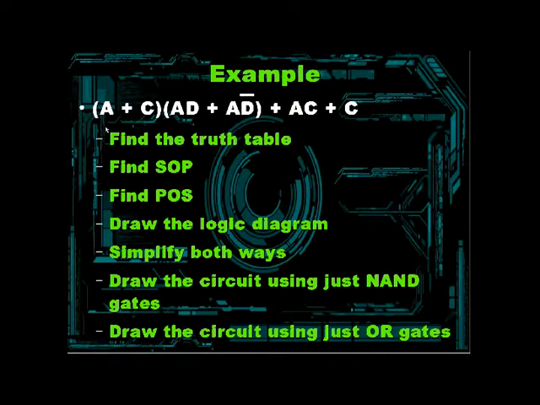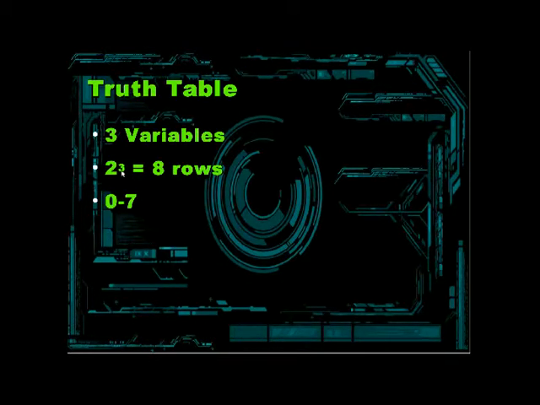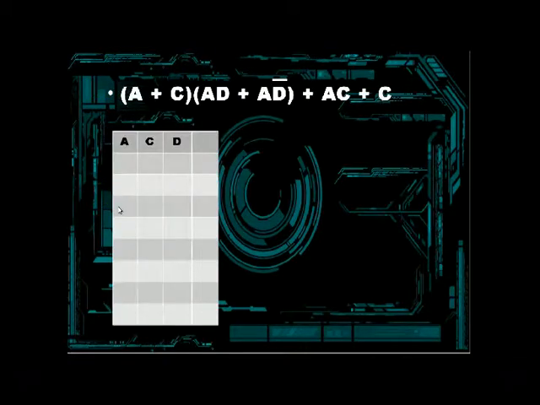Let's see, how do we start? If you need to draw the truth table, what do we need? Check how many variables I have. I have A, C, D. The complements are considered the same variable, so don't worry about it. So I have 3. I don't have B. Be careful. I only have 3 variables. So how many rows am I gonna have? I'm gonna have 8 rows. And remember, we start from 0 to 7 usually.